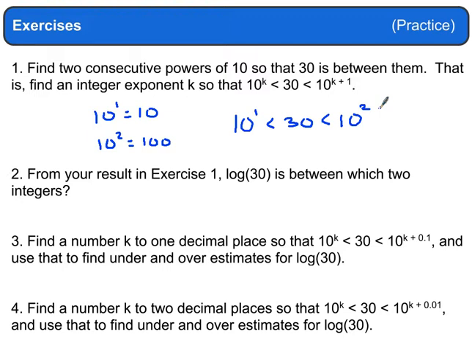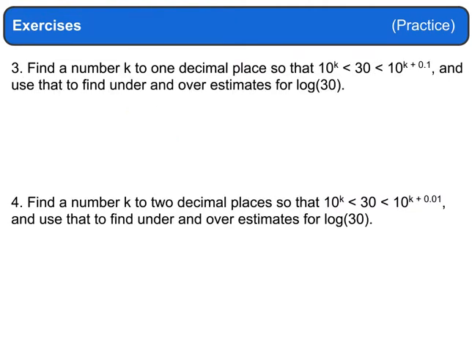So that would be our result in that one, which carries us into here. What were the two integers? The integers were 1 and 2. And so number 3 says find a number k to one decimal place. I think I have another space over here for that. I made some more room.